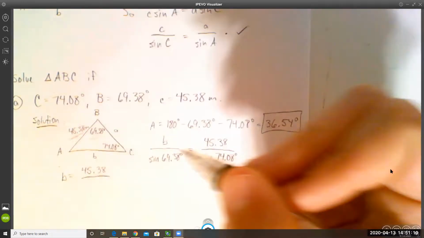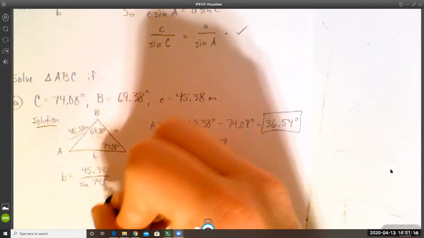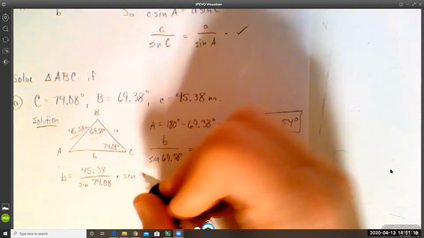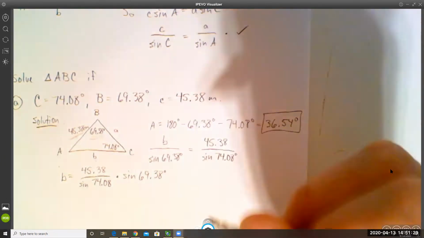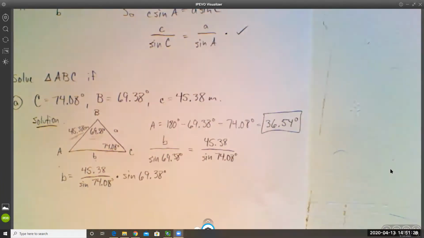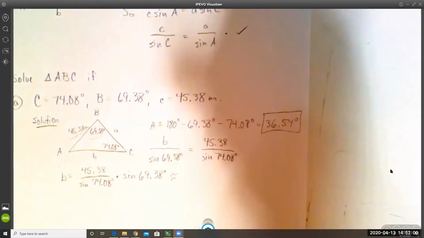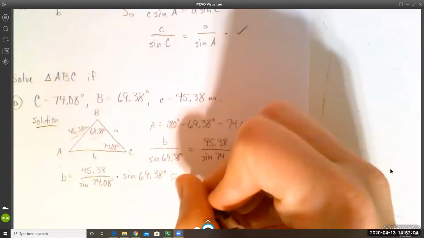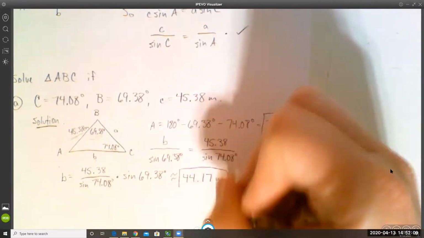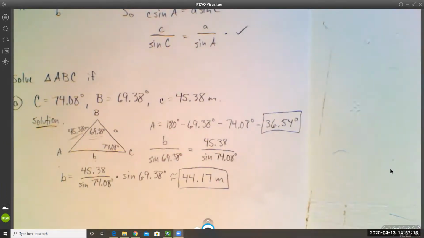45.38 over sine 74.08 times sine of 69.38 degrees. And then I can punch that into my calculator and see how much I get. Make sure you're in degree mode. I need to change mine. Okay, 45.38 divided by sine 74.08 times sine 69.38. That comes out to about, I think I have four significant digits, so I'm going to say this is about 44.17 meters. Okay, so there's side B.